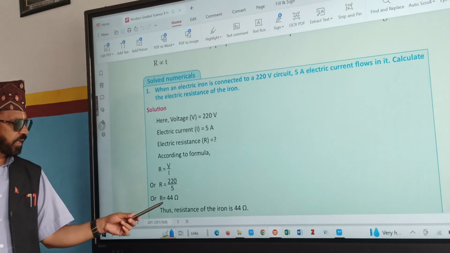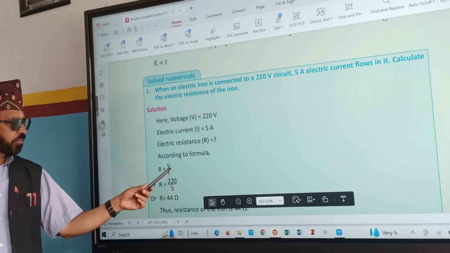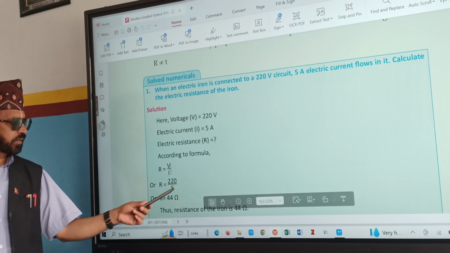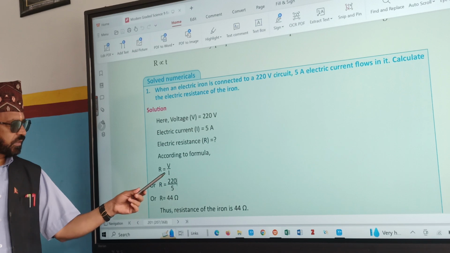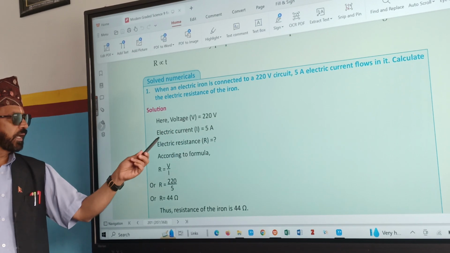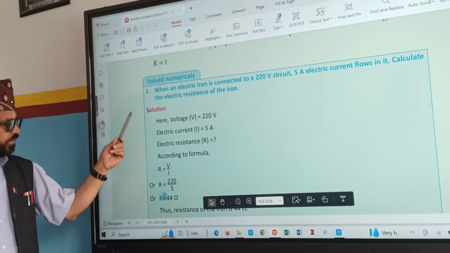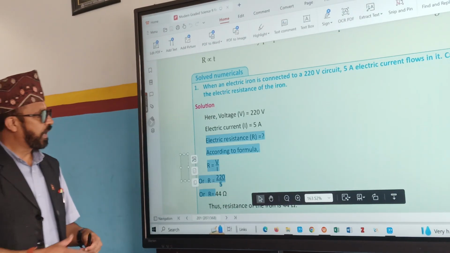Ohm, denoted by omega, like this sign. V, potential difference, is expressed in voltage unit, and I is electric current. These things we have to keep in mind.